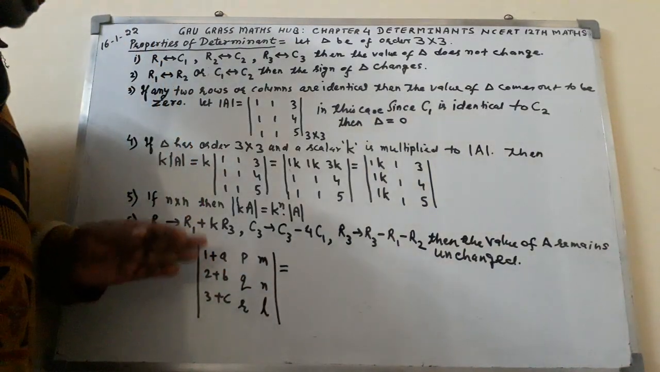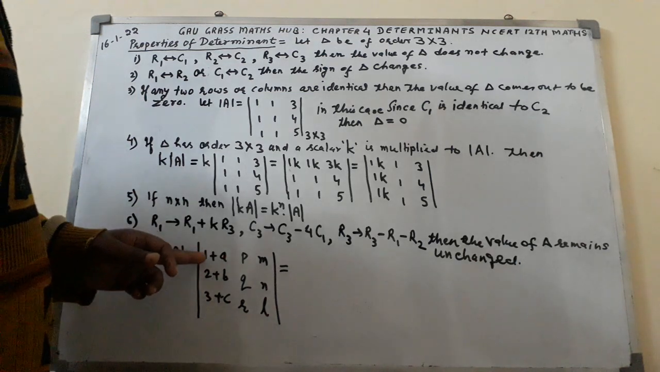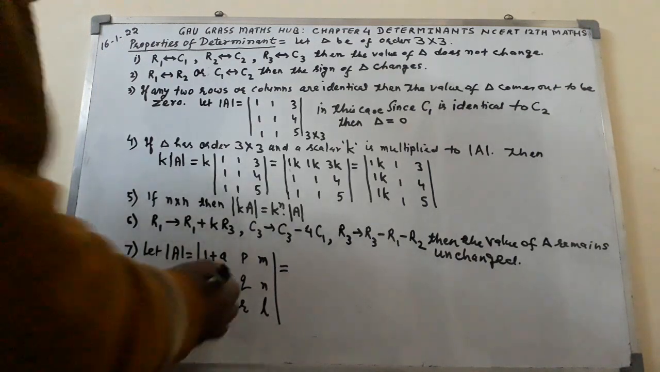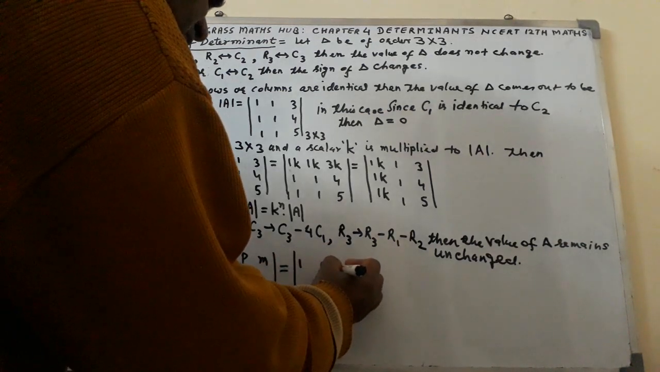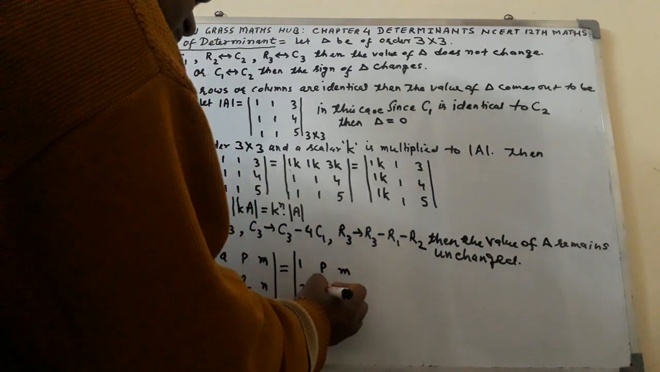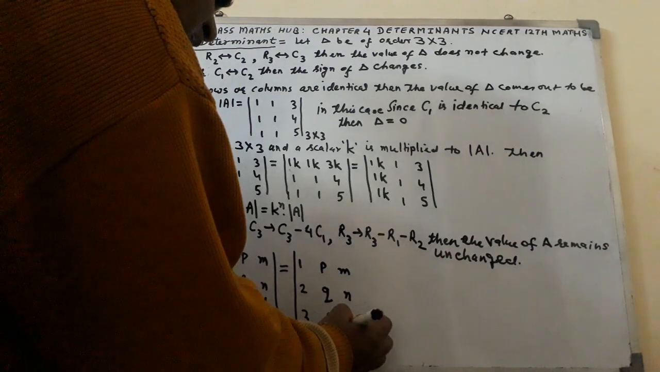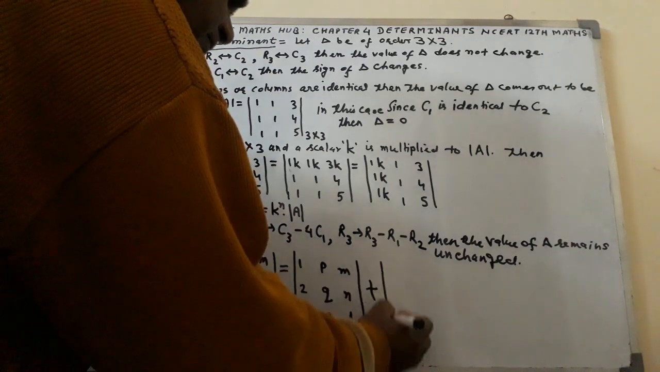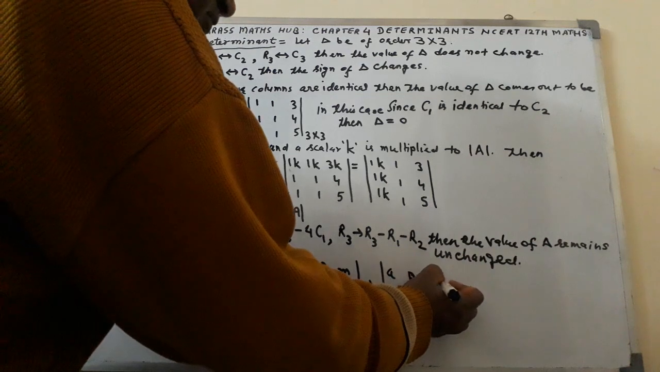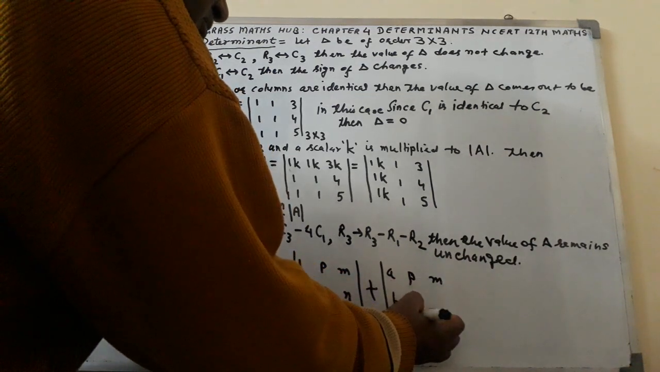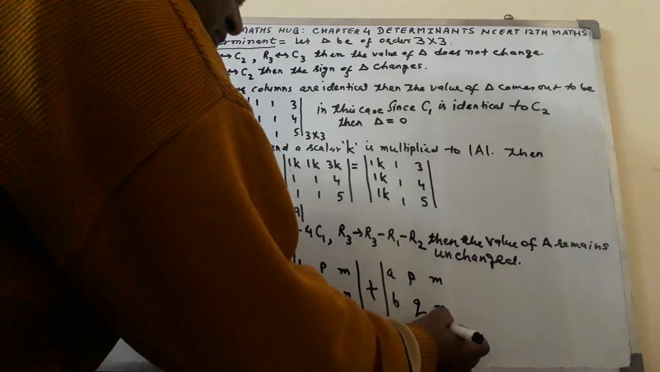This will be equal to, here you can see in first column, two things are added: 1 plus A, 2 plus B, 3 plus C. So what we'll do in this case, here I can write 1, 2, 3 with P M, Q N, R L, added to A, B, C with P M, Q N, R L.